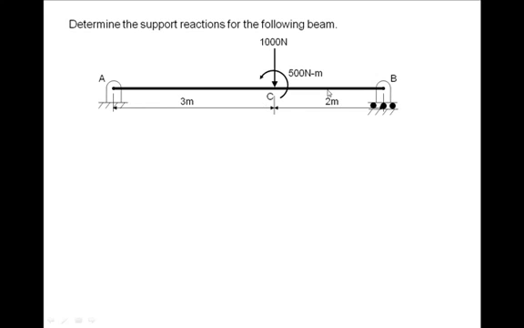Now this beam is subjected to a vertical load of 1000 Newton and an anti-clockwise moment of 500 Newton meter. You see the beam is supposed to be in equilibrium. Obviously it doesn't move or rotate, so it is in equilibrium. This is a typical problem of beam reactions, an application of the non-concurrent coplanar force system.